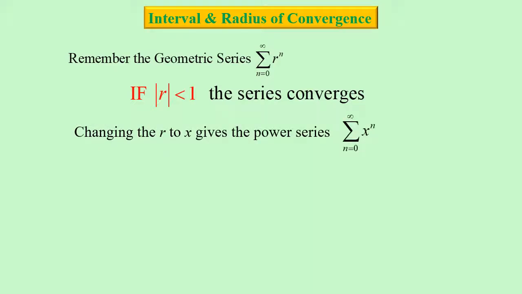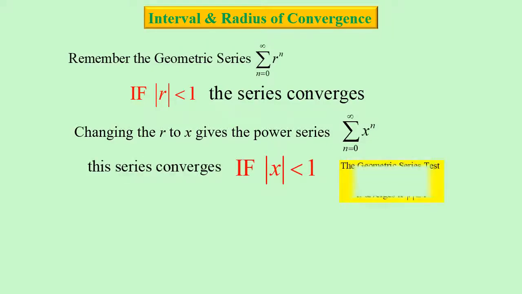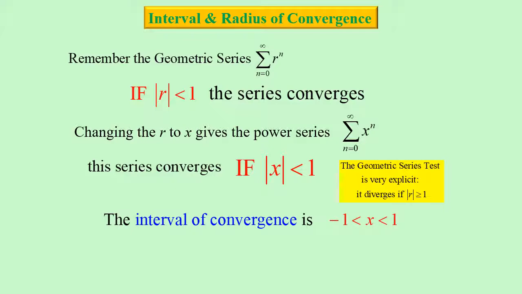So what we're going to do is change our series so that it's x to the n, where x is a variable. And here we can say that it converges when the absolute value of x is less than 1, which means that x would be between -1 and +1. So we say that the interval of convergence is -1 to 1. Here is a graph of the interval of convergence.